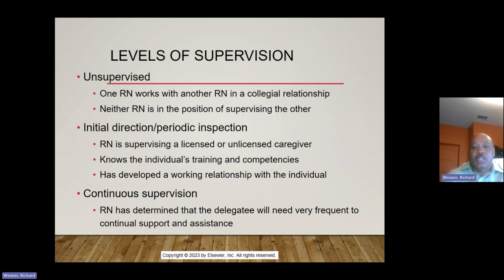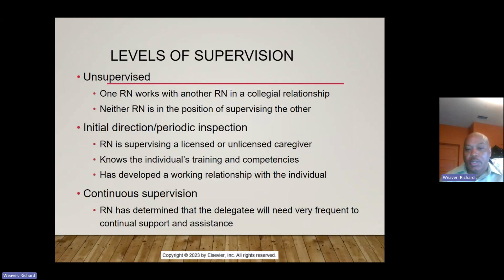All right. Then there's the initial direction and or periodic inspection. This means that the RN supervises a licensed caregiver, for example, an LPN or an assistive personnel. They also know the person's training and competencies. Again, you know these folks. You know that they know how to perform the various tasks, and they're safe. The RN also has developed a working relationship with the staff member.